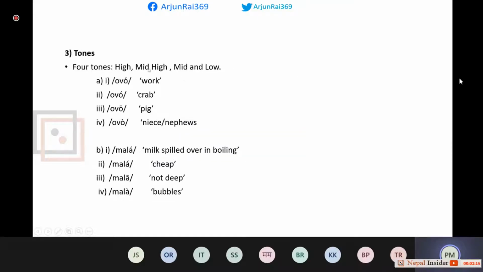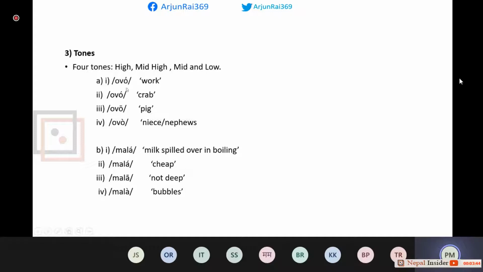Okay, so tones. When it comes to tones, tones are an important feature in Maola, and Maola has 4 tones, that is high tone, mid-high, mid, and low. We can see here from the example, in example A, though the words are the same and the spelling is the same, with the integration of the tone, it gives a different lexical meaning.